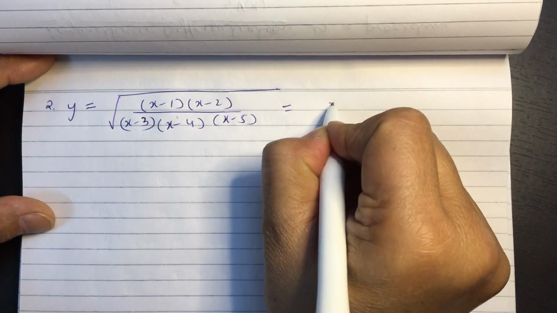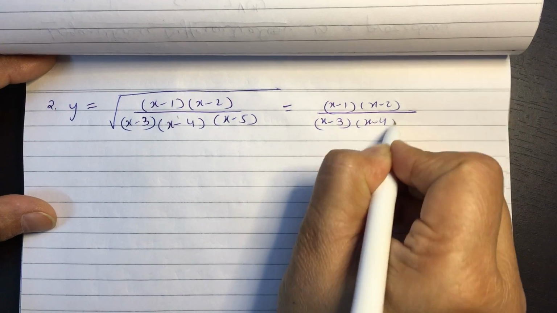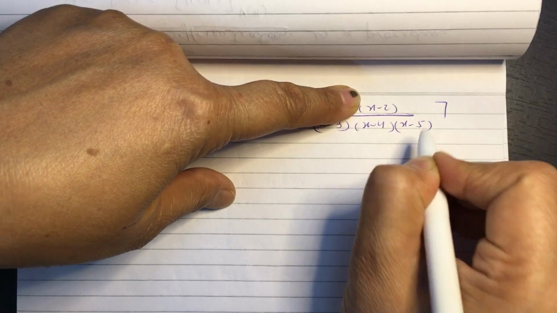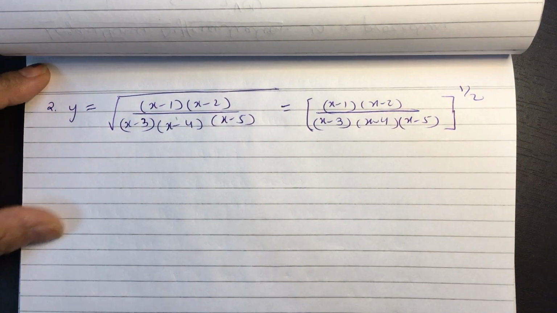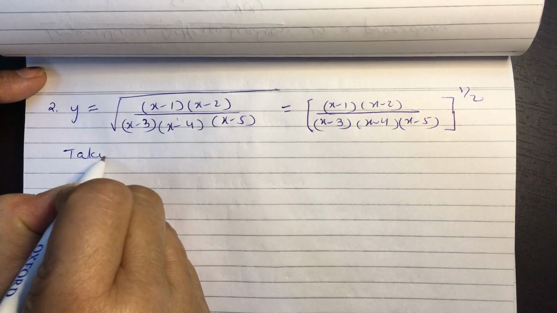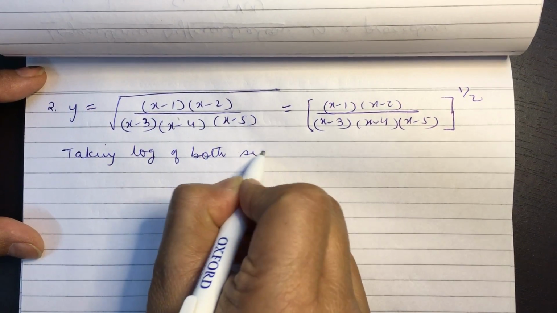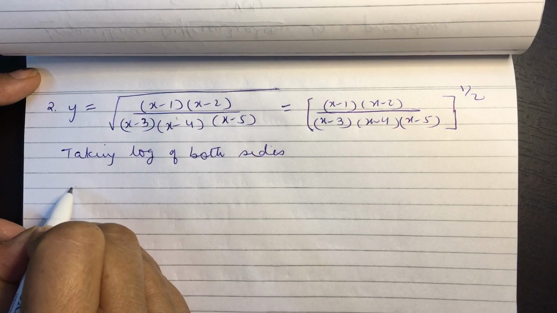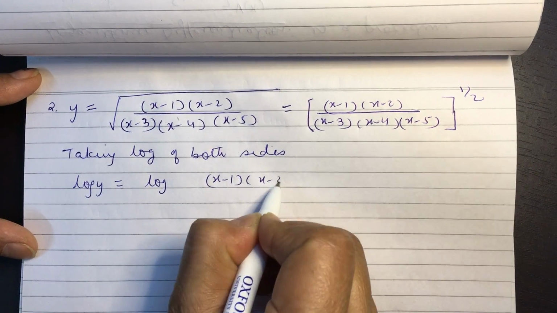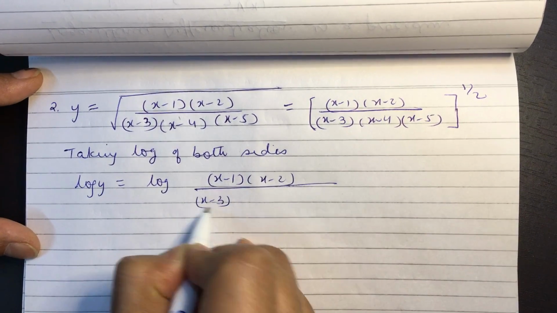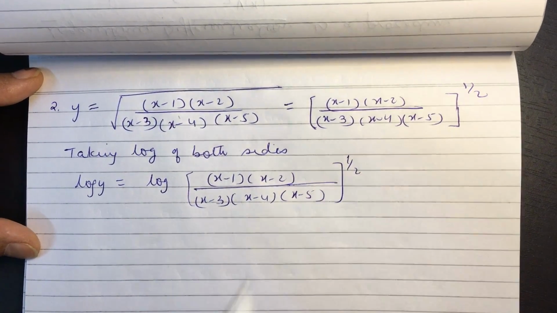So let's write it as x minus 1, x minus 2, x minus 3, x minus 4, x minus 5, and in place of square root we are writing whole raised to the power of half. Now taking log of both sides, what do we get? Log y is equal to log of x minus 1, x minus 2 whole upon x minus 3, x minus 4, x minus 5 whole raised to the power of half.